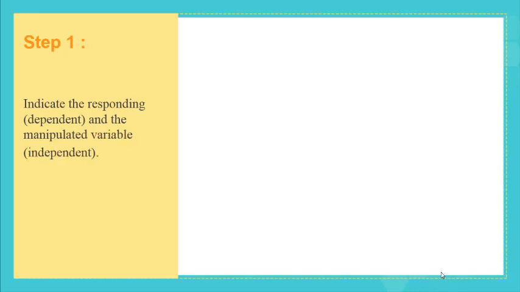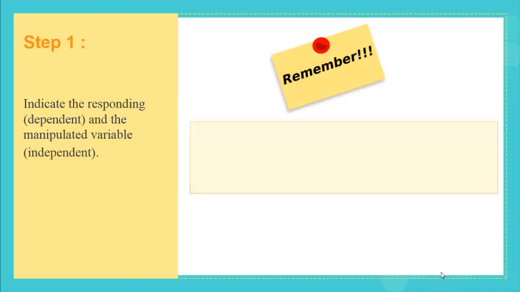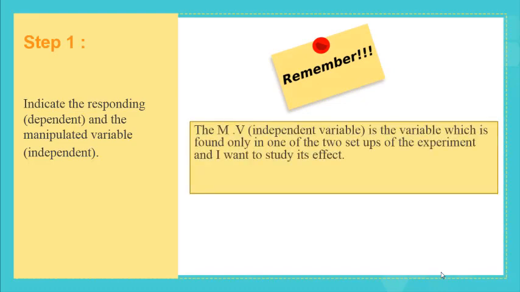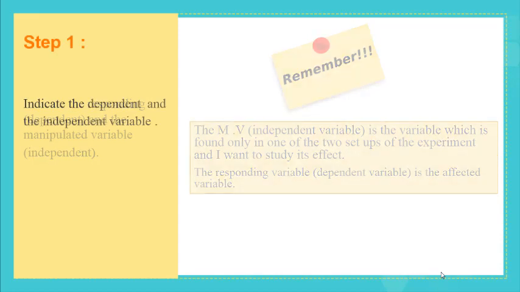Step 1. Indicate the responding (dependent) and the manipulated (independent) variable. First, let us review the difference between the two variables. The manipulated variable, the independent variable, is the variable which is found only in one of the two setups of the experiment, and I want to study its effect. The responding variable, the dependent variable, is the affected variable.